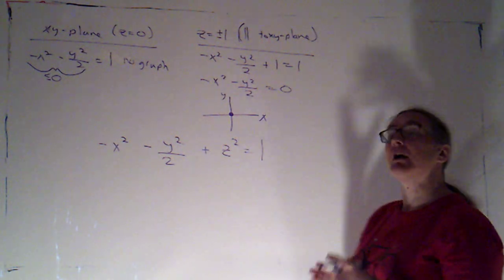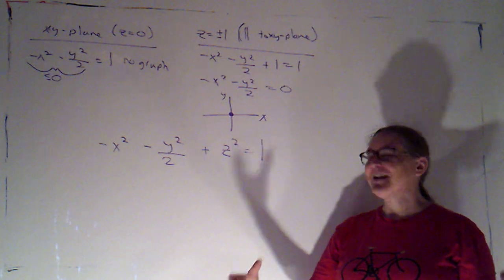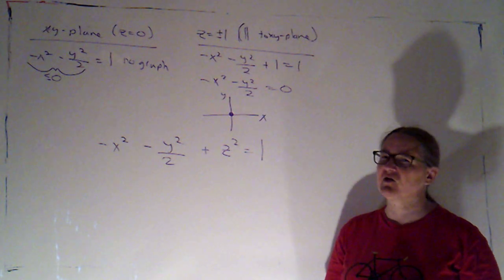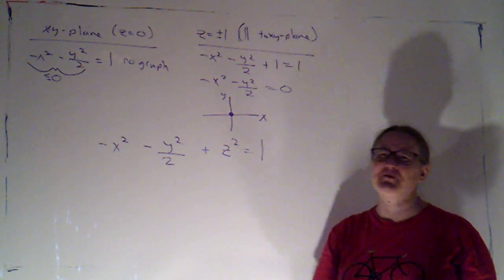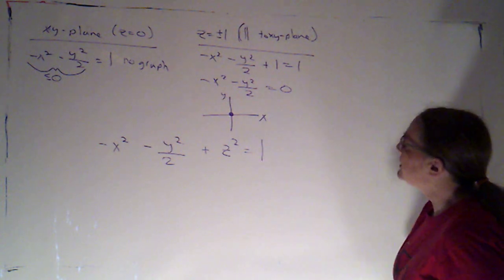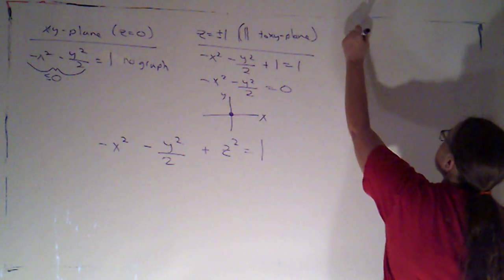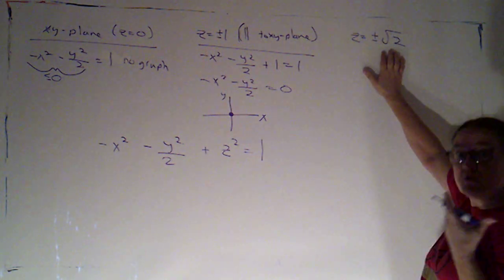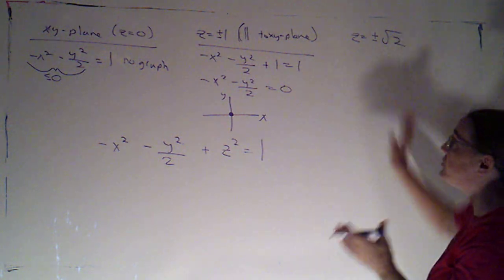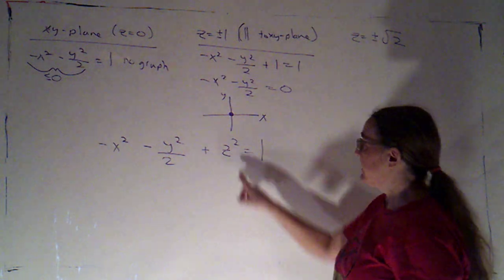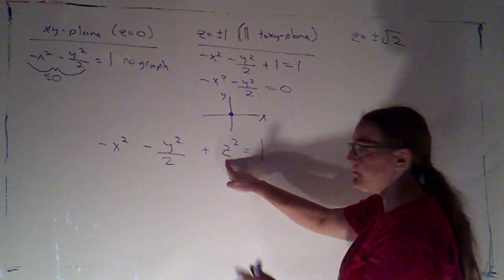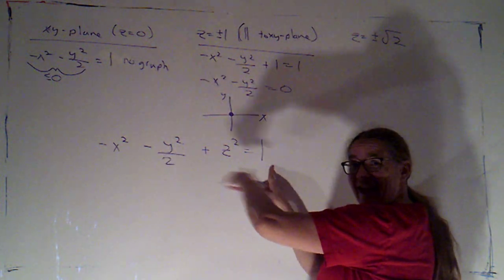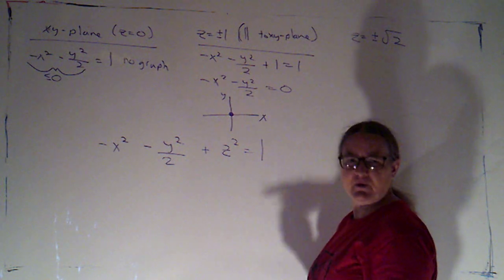So I'm actually going to go a little bit further away to try to get to a more interesting trace. I want to try to get to a non-degenerate ellipse, because a degenerate ellipse just gives me a single point. So I'm going to try z equals plus or minus root 2. Now, I don't have to choose those particular values for z. I could choose anything bigger than 1, because that's going to make z squared be bigger than 1, so that when I subtract it over, I'll get something negative. Then both sides will be negative. I can multiply through by negative 1 and make both sides positive.